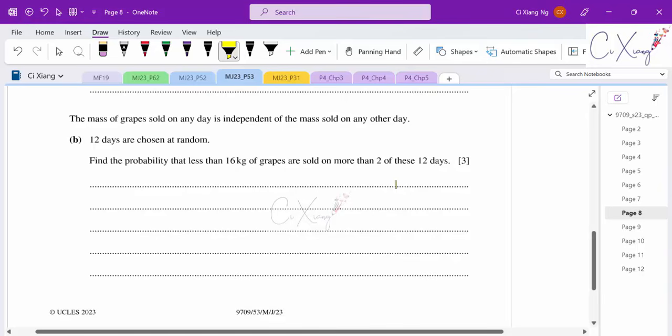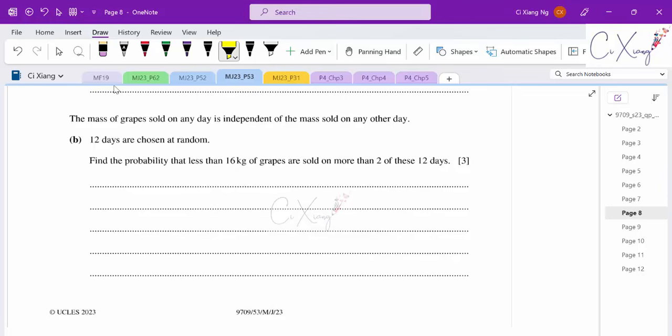For part B, they are talking about the mass of grapes sold on any day being independent of the mass sold on another day. We have 12 days in total, which is actually the fixed trial. So 12 days are chosen at random. They want us to find the probability that less than 16 kilogram of grapes are sold on more than 2 of these 12 days. So when you have 12 days, which is a fixed trial, and then more than 2 days something happened, this kind of structure belongs to binomial distribution.